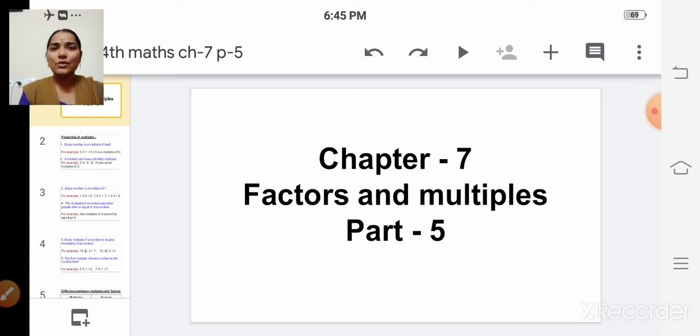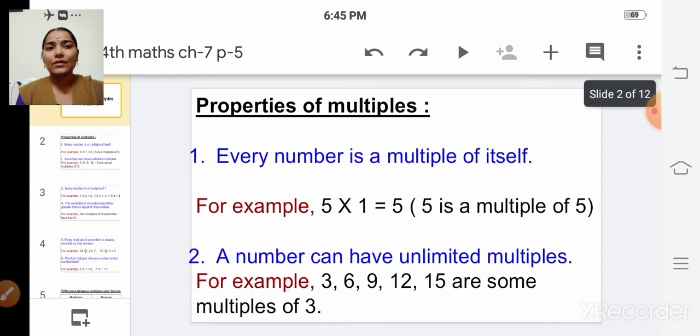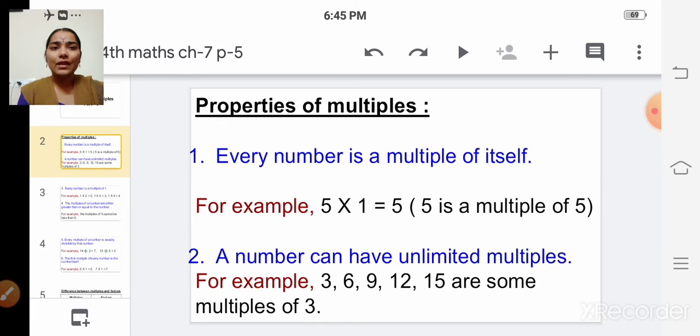Today we are going to learn properties of multiples. Okay? Properties of multiples. First one is every number is a multiple of itself. Every number is a multiple of itself, isn't it?